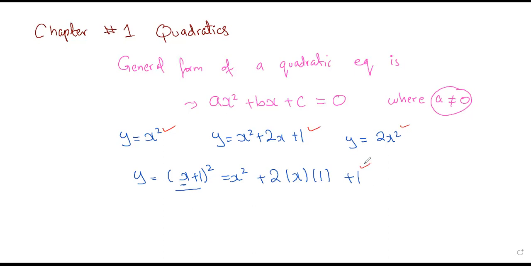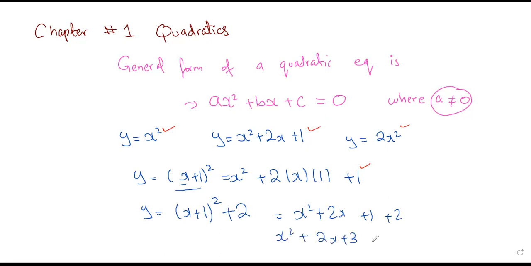Do you get this? Yes, miss. Okay. Also, we have a third type: (x plus 1) whole square plus 2. When we open this up, we will get x square plus 2x plus 1 plus 2. So this means that it would be x square plus 2x plus 3. All these are somewhat quadratic equations, but we need to discuss the plotting. So let's talk about the graph of a quadratic equation.